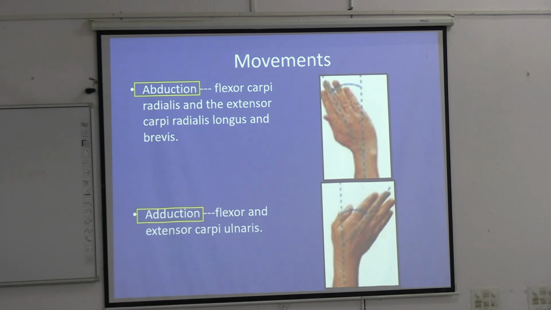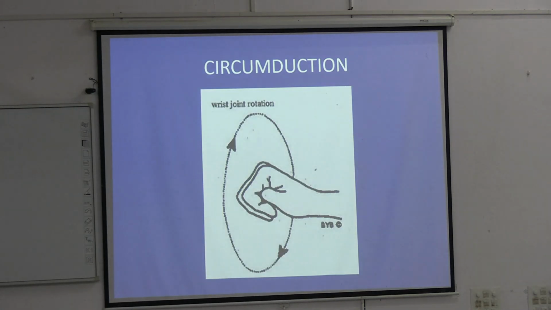Now circumduction, wrist joint rotation. See, you hold it like this and then you just do this.